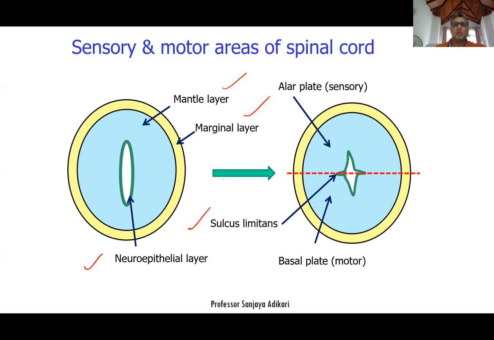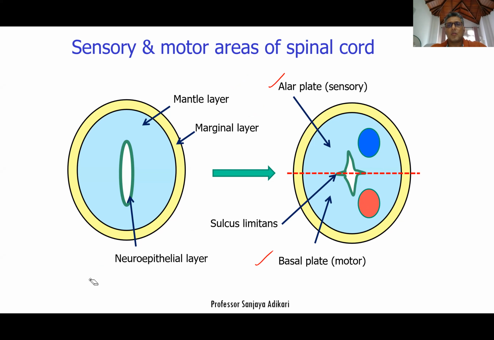Now, this is a very important point. Based on the sulcus limitans, you can see that the anterior half of the mantle layer is now called the basal plate, and the posterior half is now called the alar plate. Now, the basal plate is going to produce motor neurons, motor cell bodies, and the alar plate, the posterior half, is going to produce sensory nerve cell bodies. Okay, so that's the basic rule.